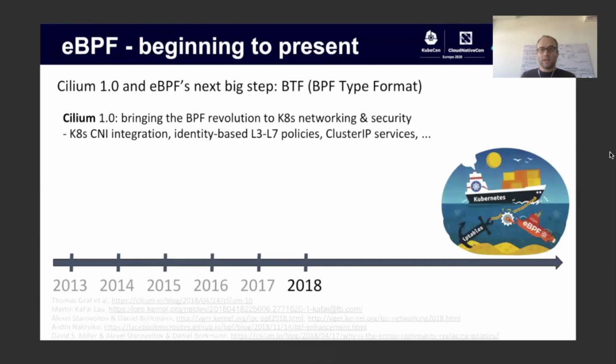In 2018, Cilium 1.0 was announced, and that basically first brought the BPF revolution to Kubernetes networking and security. It was added as a CNI plugin in order to integrate into Kubernetes. And it allows for identity-based policies from layer 3 up to layer 7, and also cluster IP services that were handled through BPF and translated there efficiently.